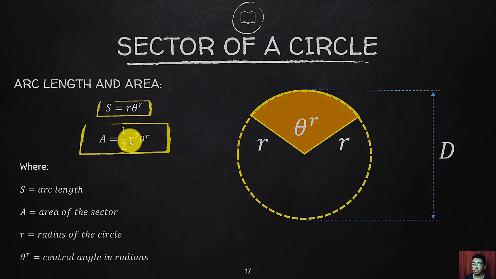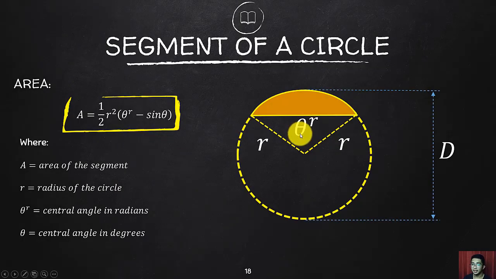So what about the segment of a circle? For a segment of the circle, that's this here. It's the same as the sector, but this time you remove a triangular area here below. For the arc length, it's the same: S is equal to r theta. But for the area of this one, if you notice, it's simply the area of a sector minus the area of a triangle.